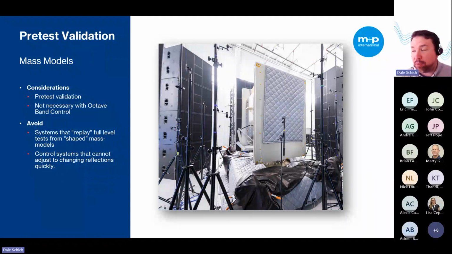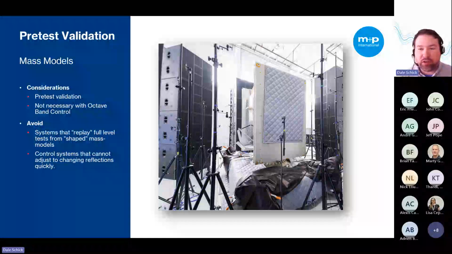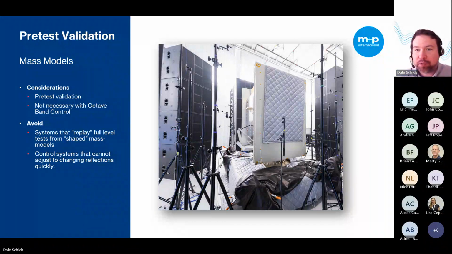And as a result, we don't need to shape the actual field in order to replay it or reload it at a later time. It doesn't matter what we put in there. We could put a shoe hanging from the middle and then control to that and then put a spacecraft in after, and it's going to control just as well with the shoe.